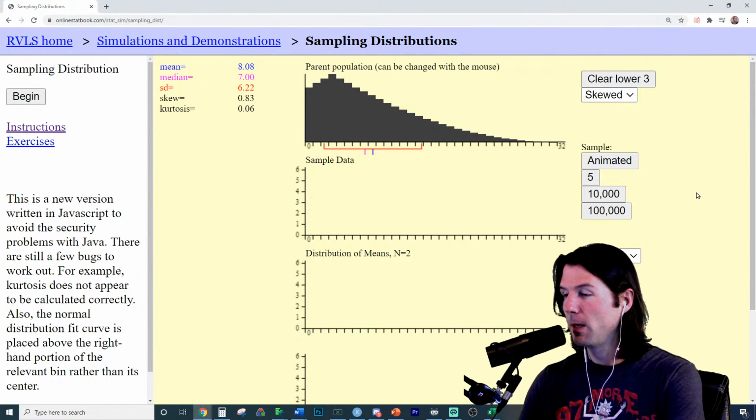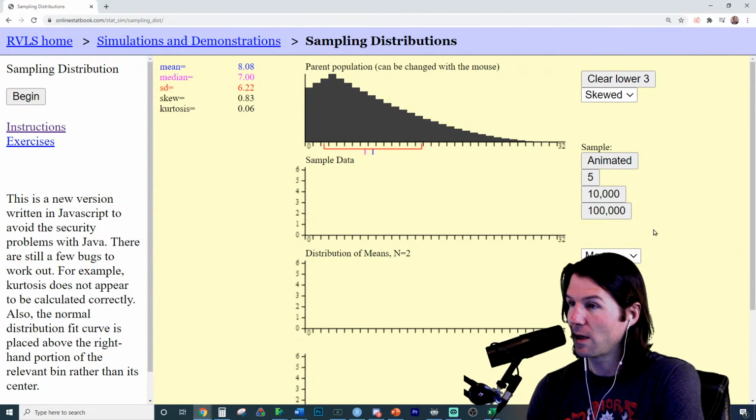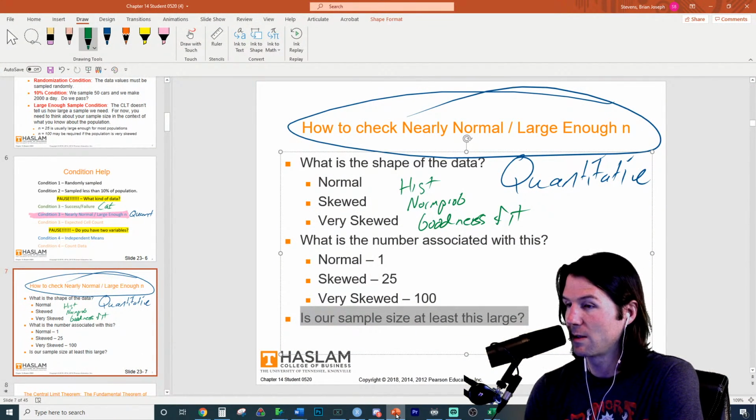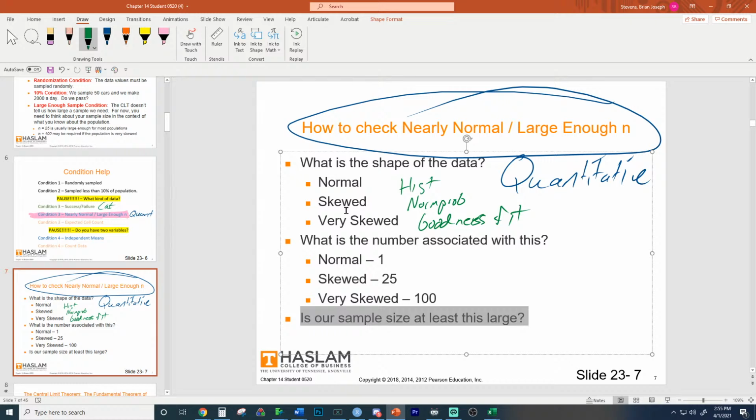And there we go. So when I run this, to meet the central limit theorem, I need to have a sample size of at least what? We just said it's skewed. We saw that by looking at the histogram. There are other ways to investigate the shape, like a normal probability plot or goodness of fit. So since it's skewed, our sample size needs to be what?